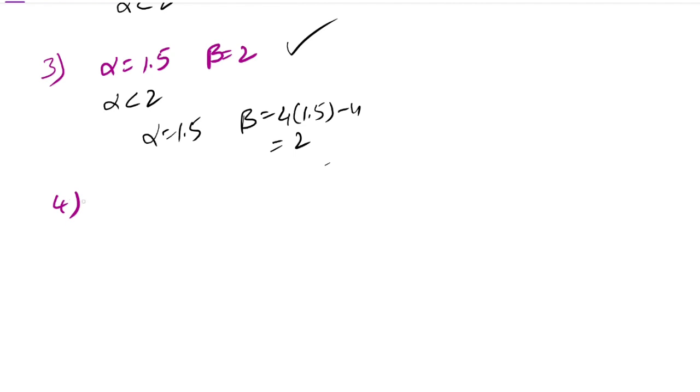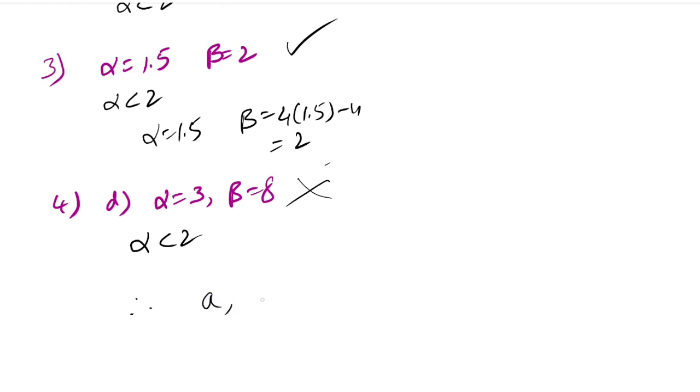Fourth condition or D condition, that is alpha is equal to 3 and beta is equal to 8. So as our condition, alpha must be less than 2. But here alpha is 3. So straight away we can reject it. So from this problem, we can say both first option and third options are correct.